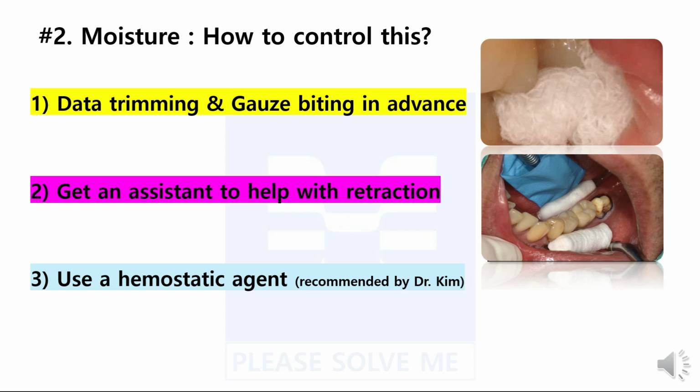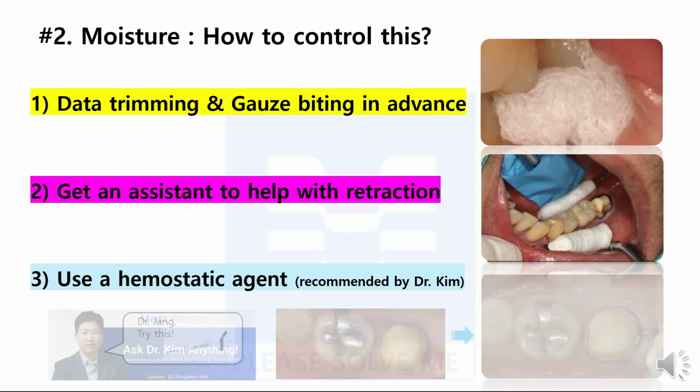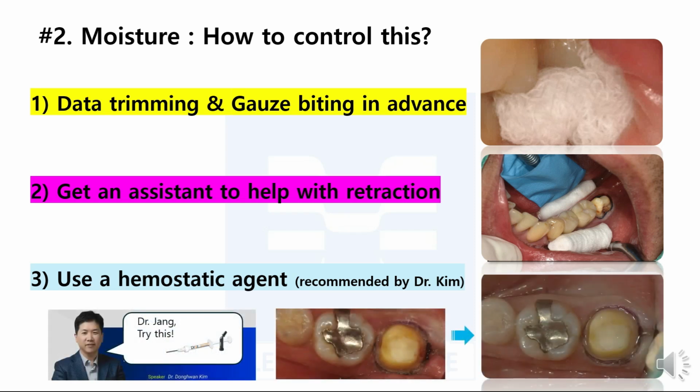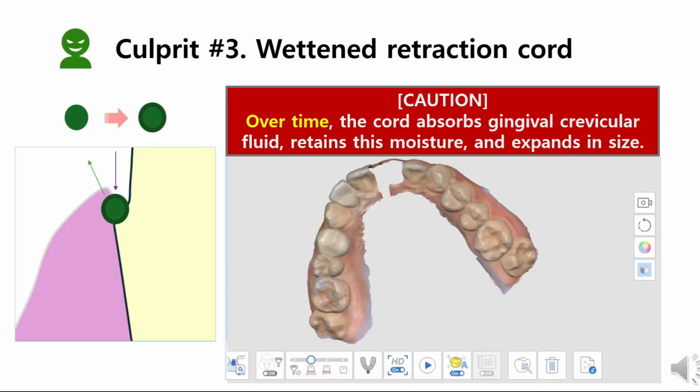3. Use this magic item. This is what Dr. Kim introduced to us. A dry surface can be obtained by applying a hemostatic agent called dry Z to the gingival margin and applying pressure with a cotton ball for about 2 minutes. In particular, we always use this item because it almost perfectly inhibits the flow of crevicular fluid, which cannot be done by other moisture control methods. If you follow these 3 rules, you will be able to complete the scanning mission in a dry state and obtain clearer margins.